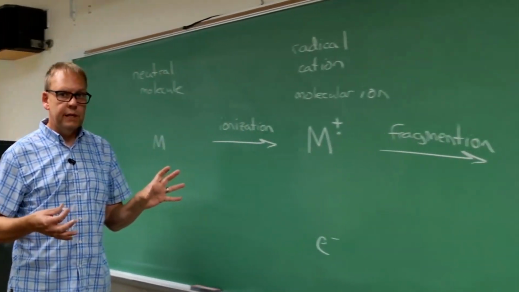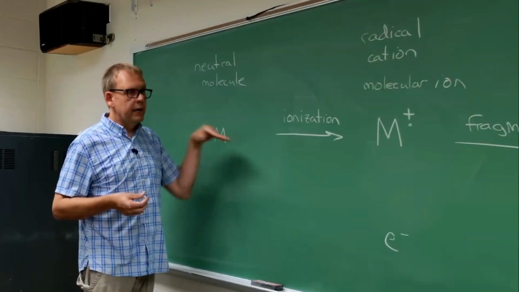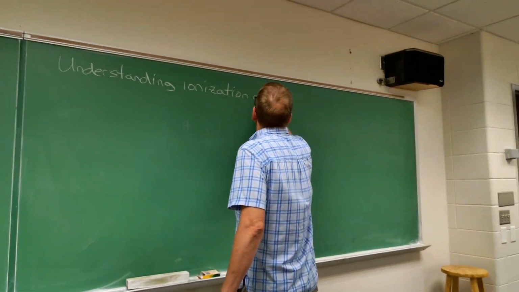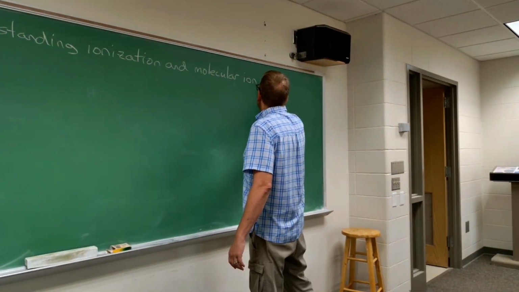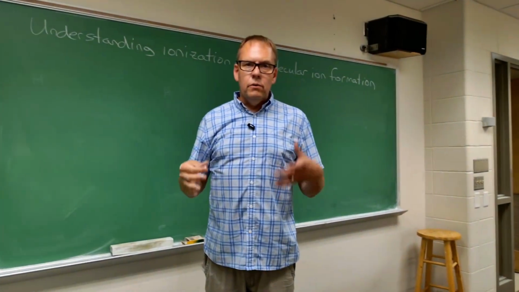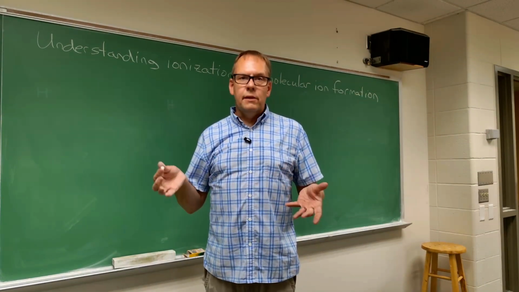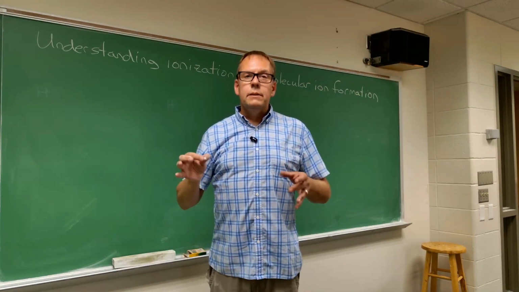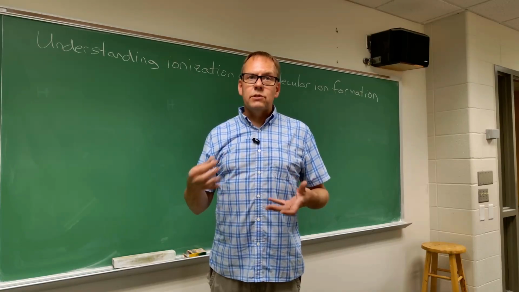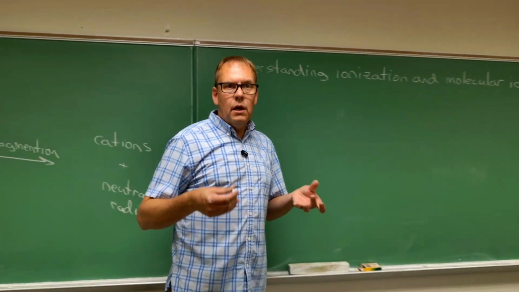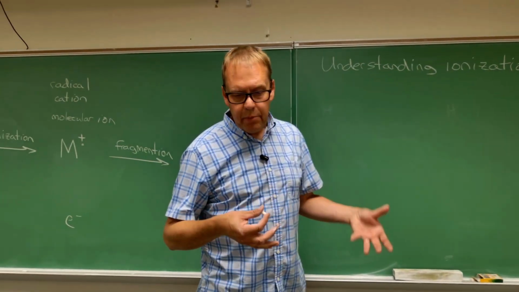But first, before we get to that, I want to talk about the ionization process so you can understand that a little bit better. This is going to be about understanding ionization and molecular ion formation. When a molecule is impacted by an electron in a mass spectrometer, it loses an electron, but where it loses it from depends a lot on the kinds of electrons that the molecule has. So here's how a molecule loses electrons, the order that it happens in.